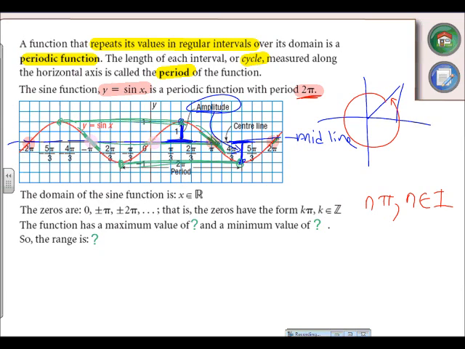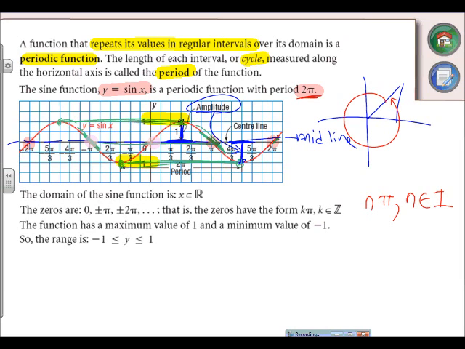And the function has a maximum value. The maximum value is going to be 1. You can see that right here. The minimum value is going to be at -1. So our range is between 1 and -1.